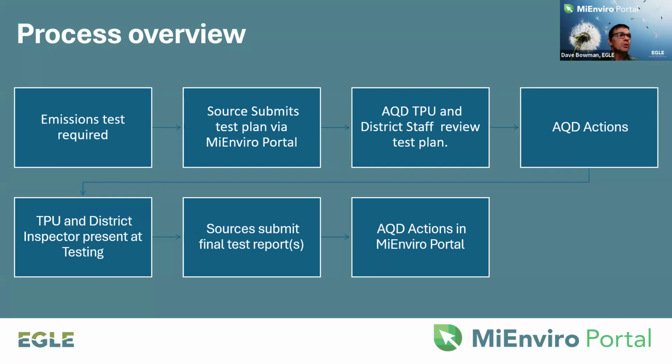30 or more days before your scheduled testing date, the company is going to submit a test plan to AQD for review and approval. AQD staff are going to review and create the protocol acceptance letter. When the submission is acknowledged, your letter will be available to you in the documents functional area. During the test, a technical programs unit emission measurement staff and a district inspector may be present during the testing. Each is going to create a test observation evaluation report that upon completion, you'll also have a hard copy of that or a digital copy of that in your documents functional area.